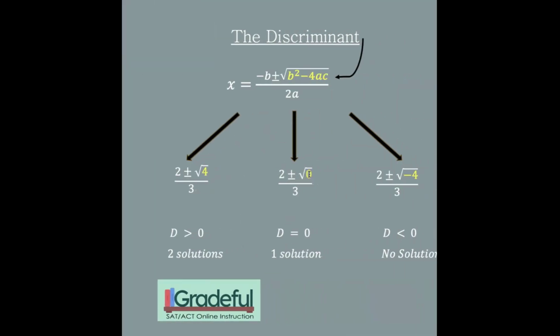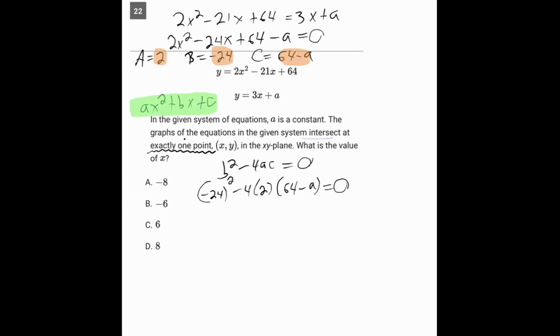Now, once again, we're setting it equal to 0 because in this situation right here, if the discriminant were 0, that would result in one solution. So when they tell us in this question that there is one solution, this happens at one point, that's our hint that this whole thing, b squared minus 4ac, the part under the radical, should equal 0.